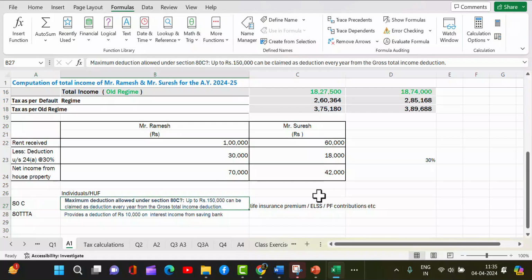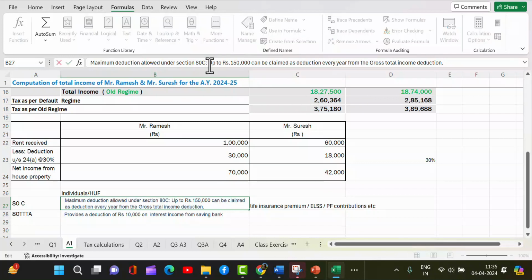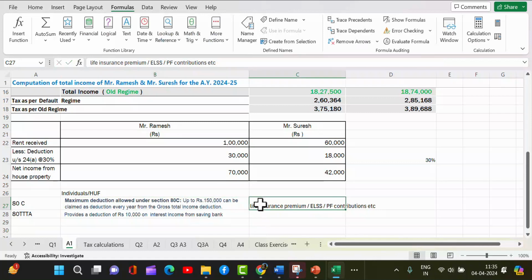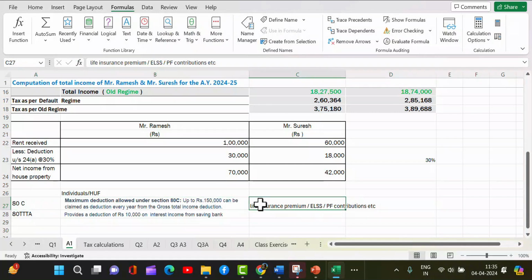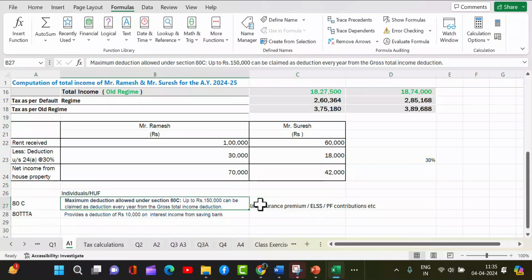80C. So maximum, read this, Kishore. Maximum deductions allowed under Section 80C up to 1,50,000 can be claimed as deduction every year from the gross total income. Those could be life insurance premium, ELSS scheme, PF contributions, etc. So there are many more, and I just put them. So if you have contributed some money into the life insurance premium, you can take an exemption up to 1,50,000.